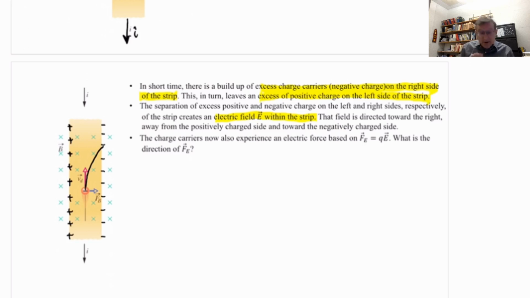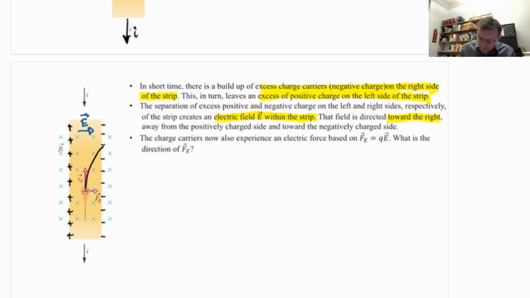Because that charge configuration is going to create an electric field, and it's going to be in the body of the conductor. And I know that electric fields point away from positive charge and towards negative charge. So I'm going to have an electric field all throughout this strip pointing from left to right, like that, all along the strip. Okay? That electric field is directed toward the right. That's from physics we already know.